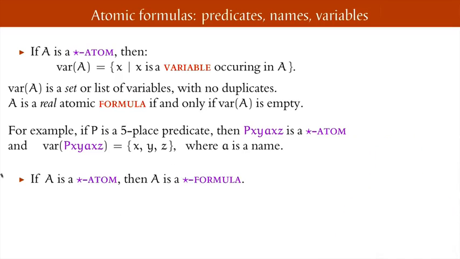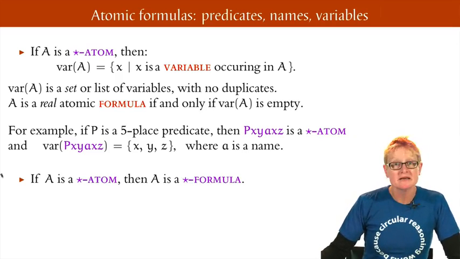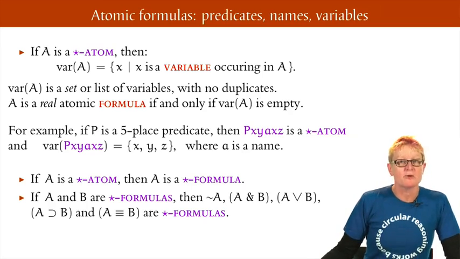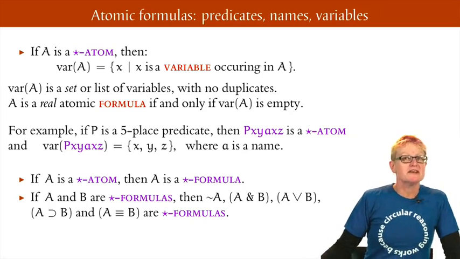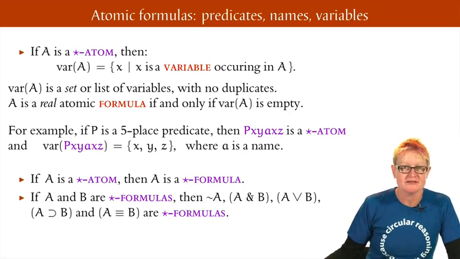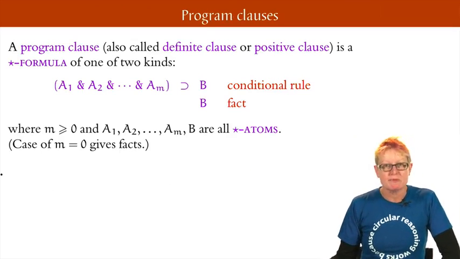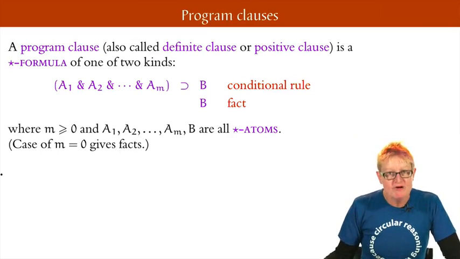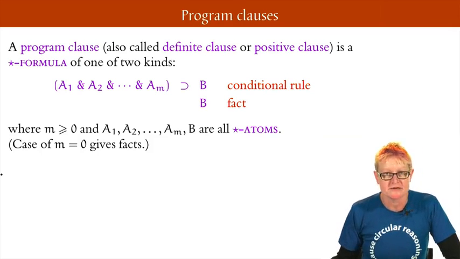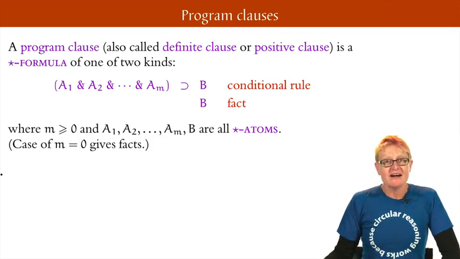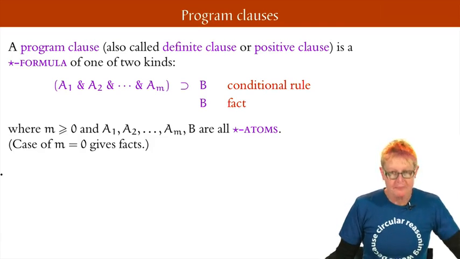The class of star formulas is generated from the star atoms by applying just the propositional connectives. For our present purpose, we are only interested in propositional combinations of star atoms. Now, with this preamble, we can now say what a program clause is. Program clauses are also called definite clauses or positive clauses. And they are star formulas of one of two very simple kinds.